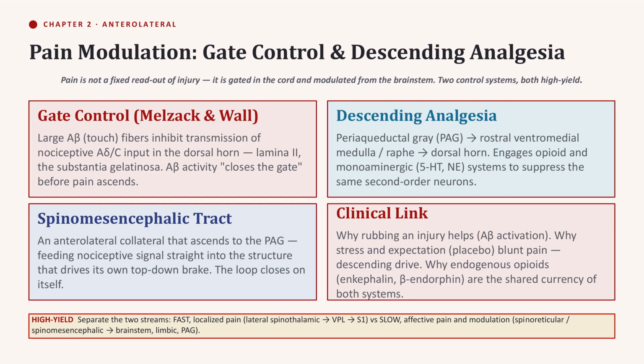And notice the loop closes on itself. The spino-mesencephalic tract we just met feeds the periaqueductal gray, so the pain signal recruits its own inhibition. The clinical link is real. Stress-induced and placebo analgesia are this system firing.